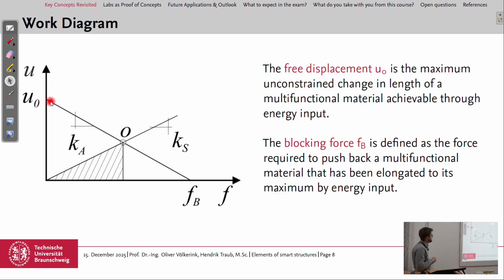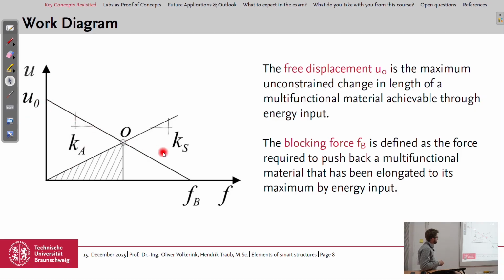where we can find also our two key parameters, the free displacement here, which is the maximum unconstrained change in length of a multifunctional material achievable through energy input. Unconstrained, so we have no force applied, therefore we are here on the x-axis. The second parameter, the blocking force, is defined as the force we require to push back a multifunctional material that has been elongated to its maximum by energy input, so push back to its original length, so we don't have any displacement. We are here on the y-axis at the highest force, the blocking force, and it's still with an active field, so field activated.